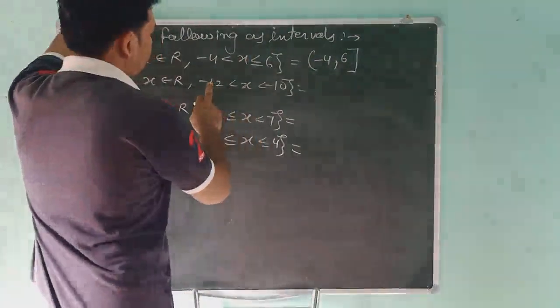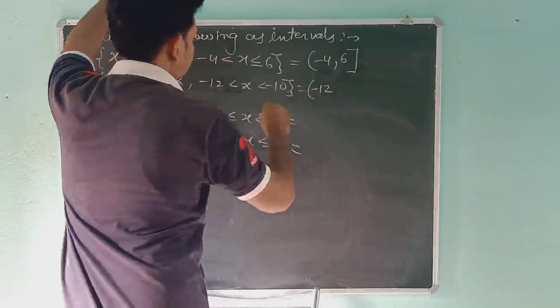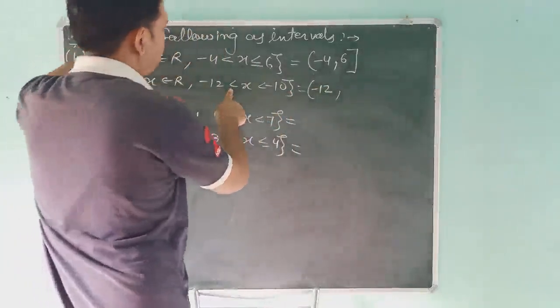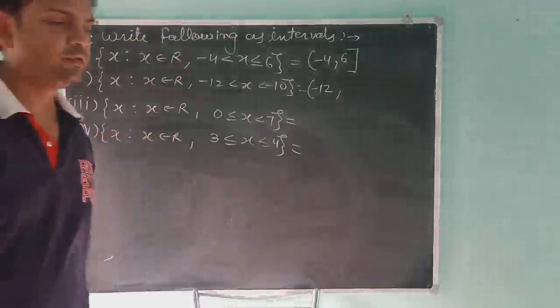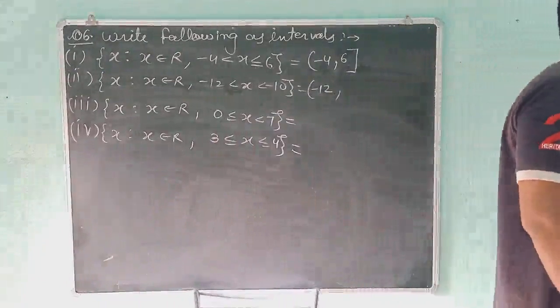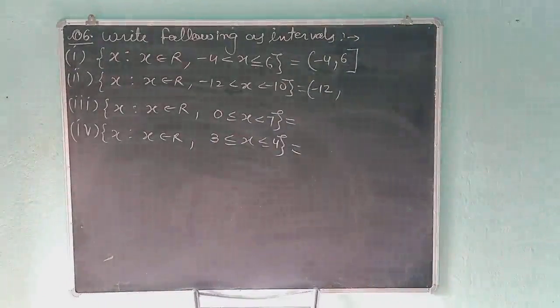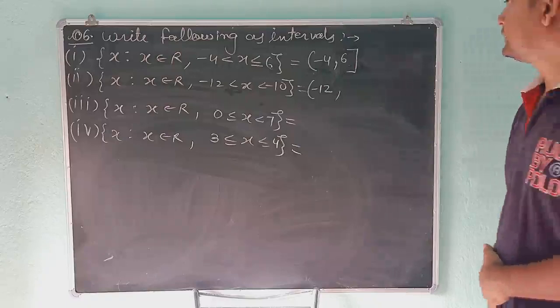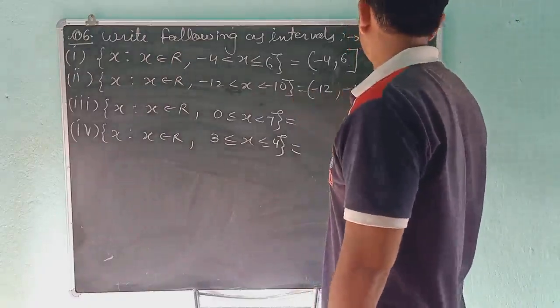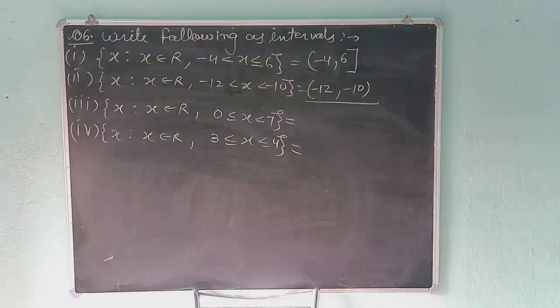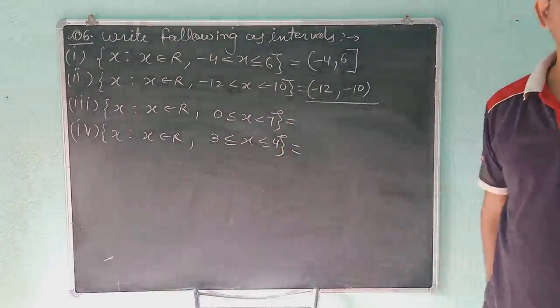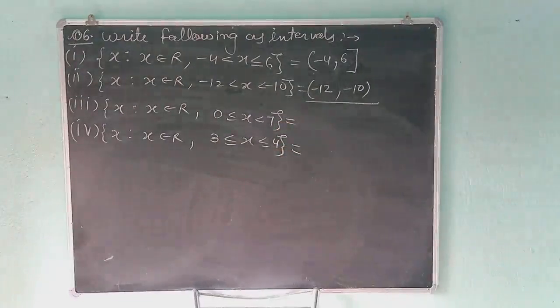Second answer is -12. Here there is no equal symbol on either side, so on both sides you will use an open interval. So students, here we will take -10 also: -12 and -10. And the remaining two questions, question number 3 and question number 4, students, you will solve right now. Solve these two questions and send me the answer in the public chat option. I am waiting for your answer.